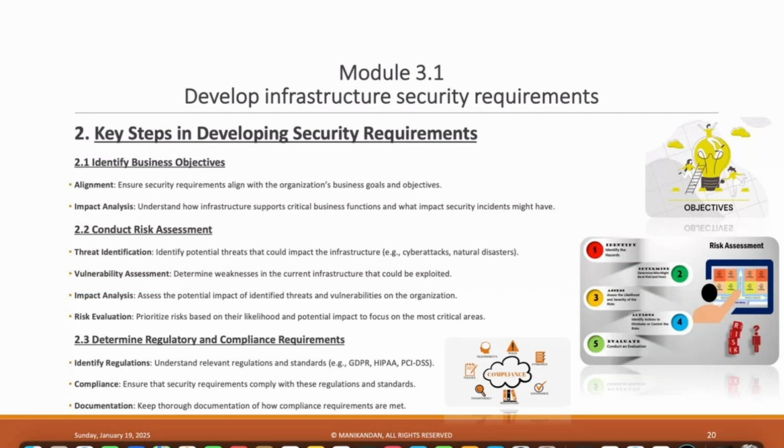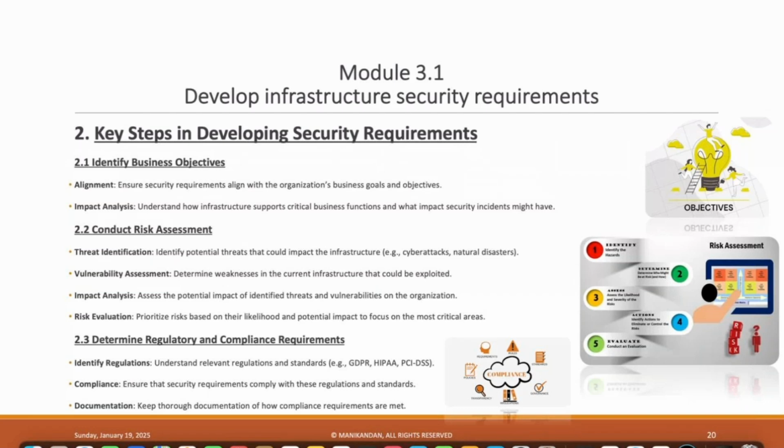You need to conduct the risk assessment and identify the potential threats which can impact the infrastructure. It can be cyber attacks, a natural disaster, or a malicious insider. Do the vulnerability assessment to determine what weaknesses are in the current infrastructure which could be exploited. As a part of the vulnerability assessment, we are doing the gap analysis.